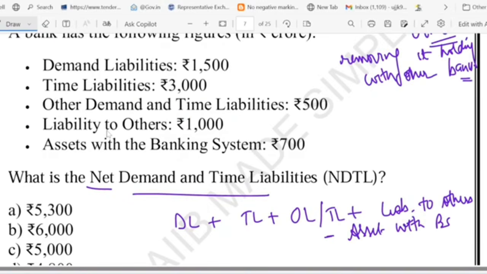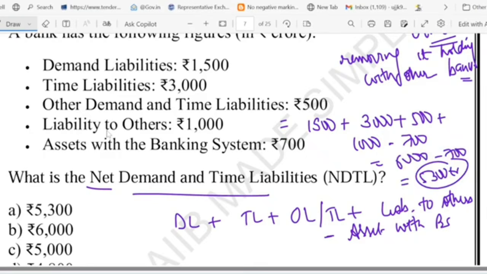So what is the demand liability? We have 1500. What is time liability? 3000. What is other demand and time liability? 500. What is liability to others? 1000. And what is the asset with the banking system? 700. If you calculate it, this will give you 6000 minus 700, or 5300 crore. 5300 crore is the correct answer. Option A is the correct answer.